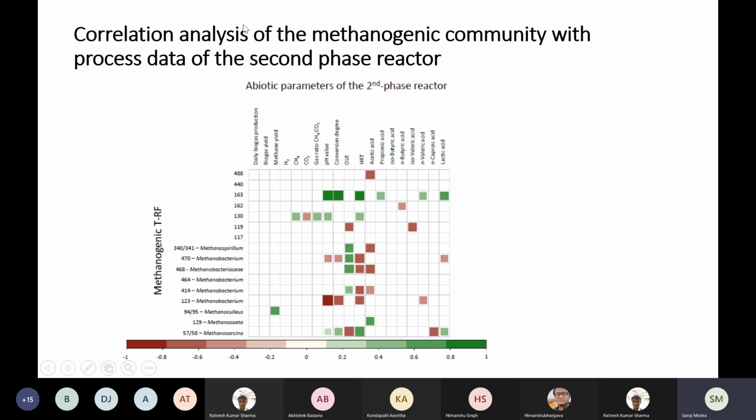And now what is very, very interesting is that you can also make a correlation analysis of the methanogenic community with the process data of the second phase reactor. So many things are here. You have all the raw data in front of you. So what you can try to do, for example, is that these are methanogenic terminal relative fluorescence.